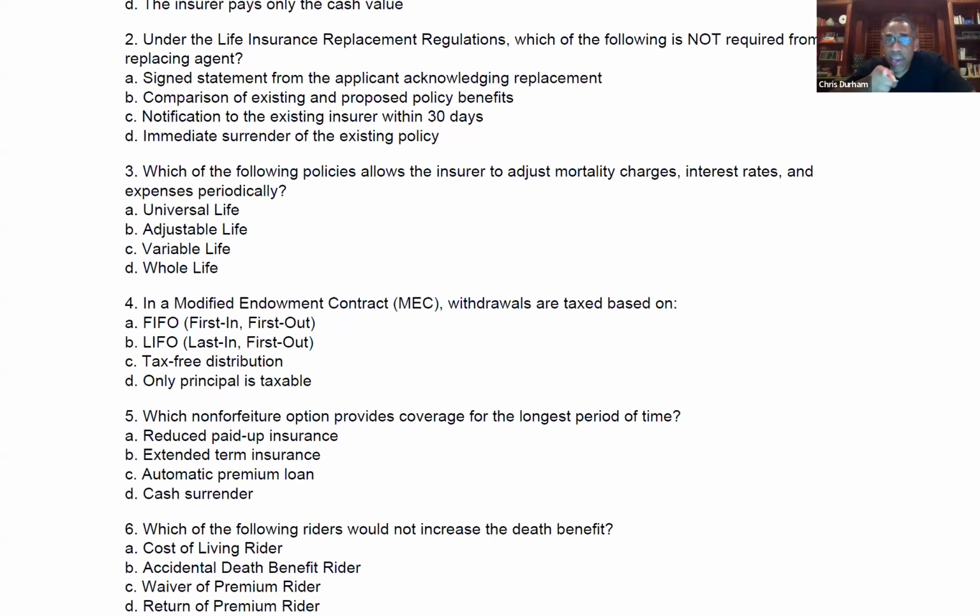But what they're asking you in this question about mortality charges, interest rate, expenses, that is universal life insurance. What we tell people to look for is flexible premium. Mortality charges is the premium. That's the flexible premium. What you're paying for the death benefit is the premium. It's just worded differently.